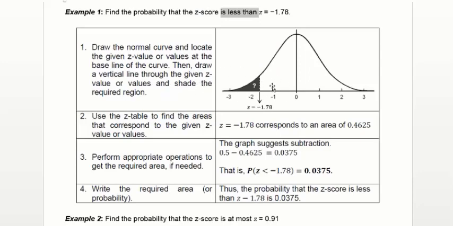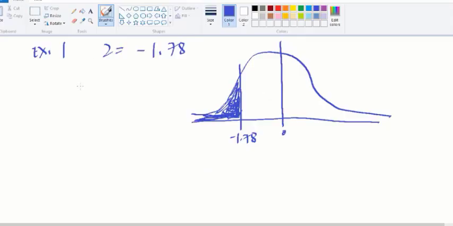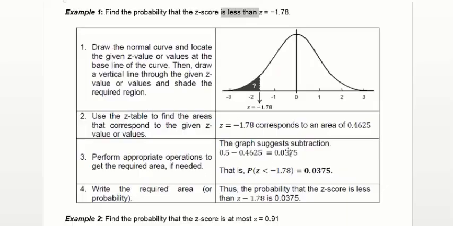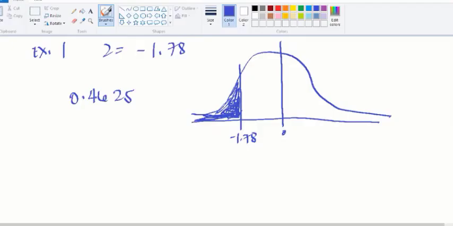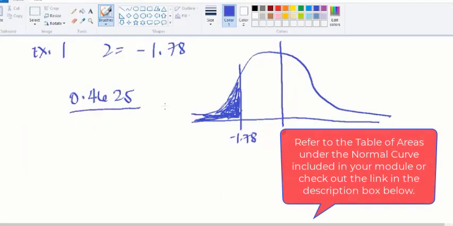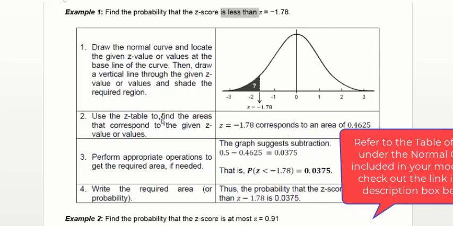Now that we were able to graph that, use the Z table to find the areas that correspond to the given Z value or values. If we go back to the table, 1.7 is 0.4625. Okay, sorry, 0.4625. So, that is this area. Again, where did you get that, teacher? From the Z table.